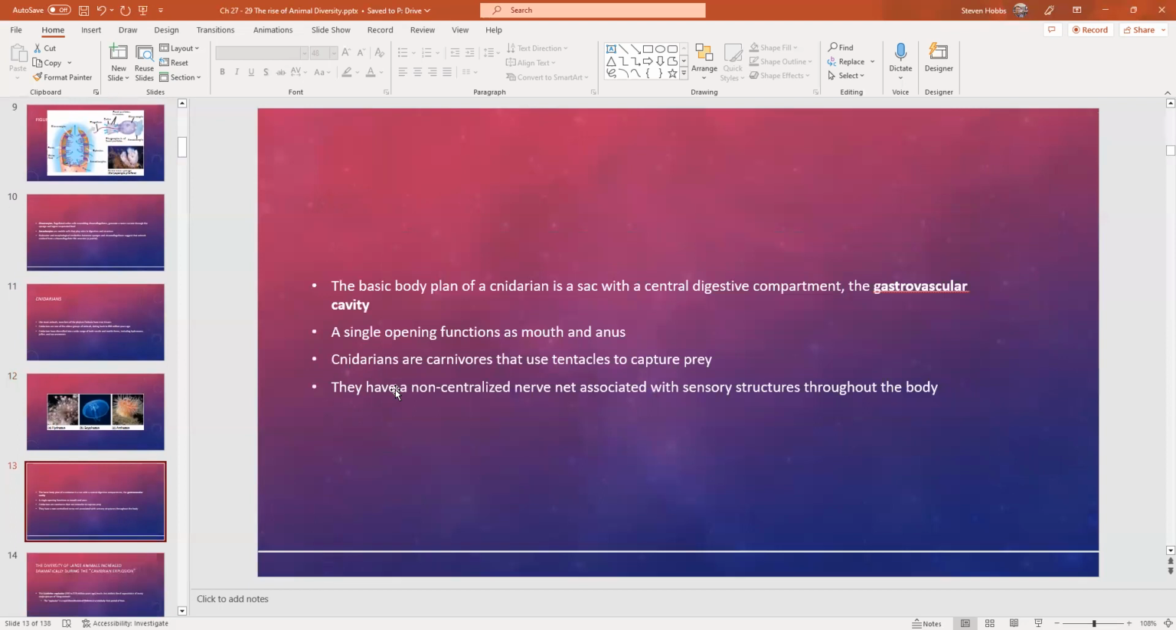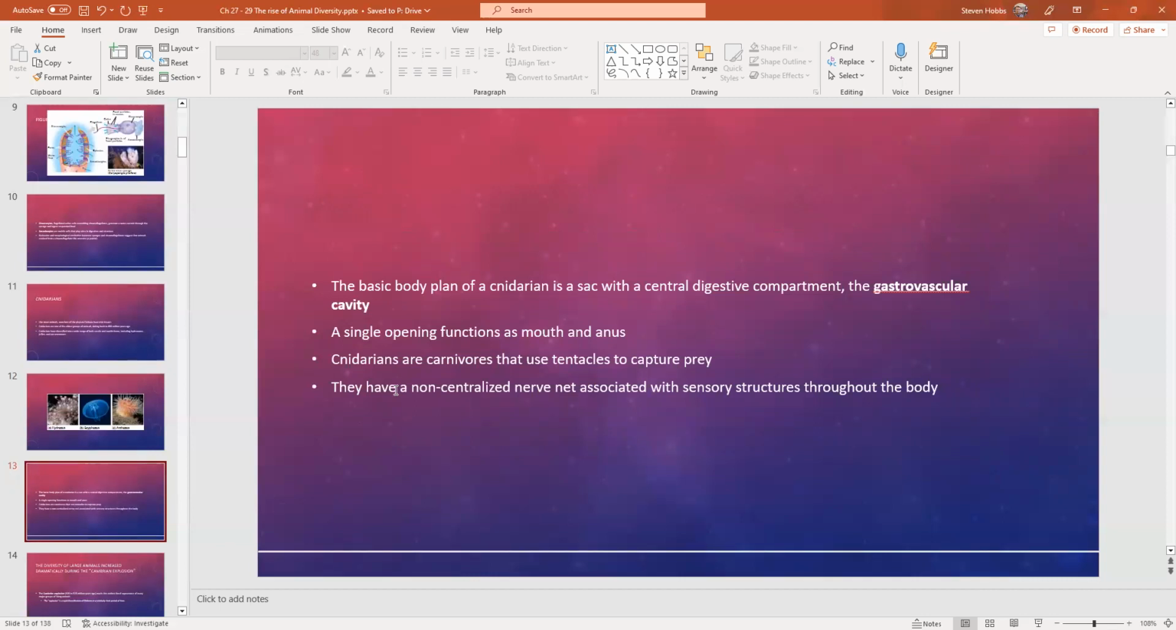So the basic body plan of Cnidarians is a sac. That's really it. It's got a central digestive compartment called a gastrovascular cavity. The tentacles try to pull the food close to that gastrovascular cavity so that the nutrients, by simple diffusion, move across from the decaying animal into the jellyfish. So that single opening functions as a mouth and an anus. So you're going to have food brought in, and waste products sent out.